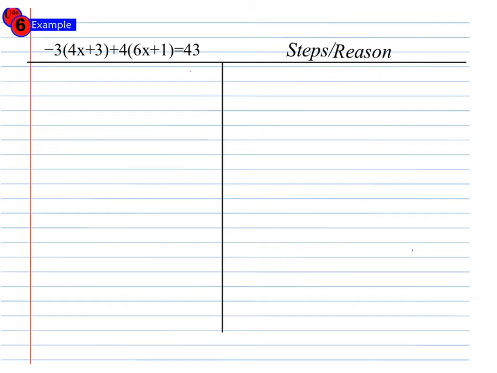So we're going to have -3 times that, and we're going to get -12x. -3 times 3 is -9. Positive 4 times a positive 6 is going to be positive 24x. Positive 4 times 1 is going to be positive 4, and it equals that 43. And what I did there was the distributive property twice, but I only need to write it once. So distributive property.